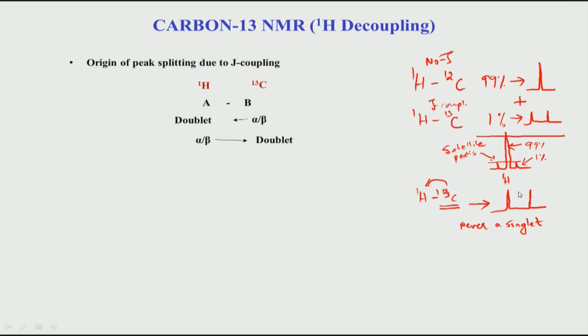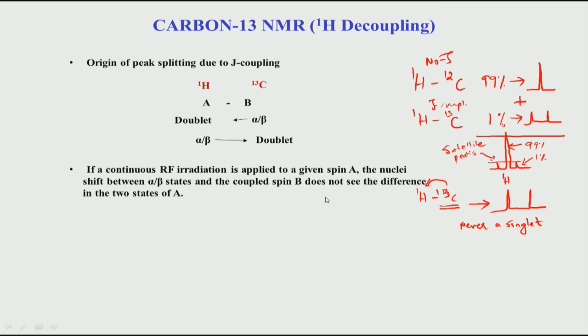But remember, if I remove J interaction I also lose information of the multiplicity, but let us say that we do not care for multiplicity now, we only want a single peak. If we want that, then I have to remove the J coupling interaction between this carbon and hydrogen, and then only I will get a singlet. So, how do we actually do decoupling? How do we remove this interaction so that we can get a singlet? And that is done as follows.